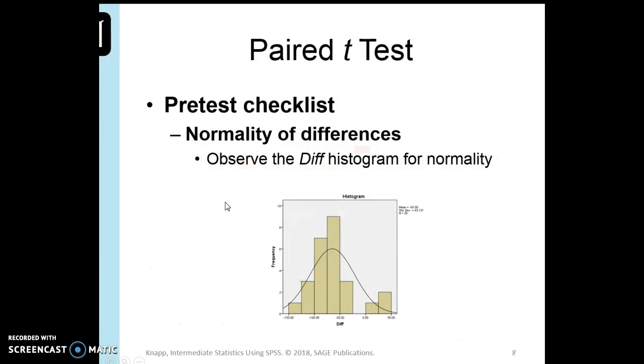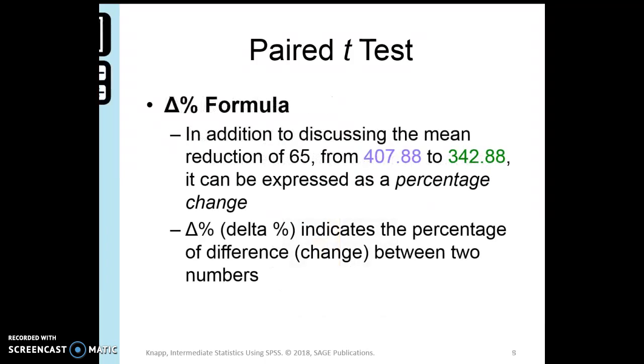Paired t-tests, just like everything else, have a pre-test checklist. You go through size, the whole thing. Normality is the big one, and you're going to look at that. There's a paired t-test percent.